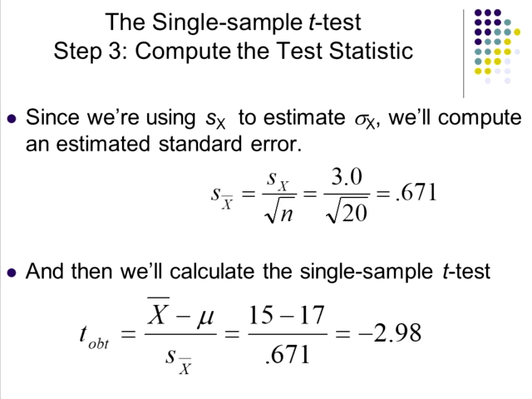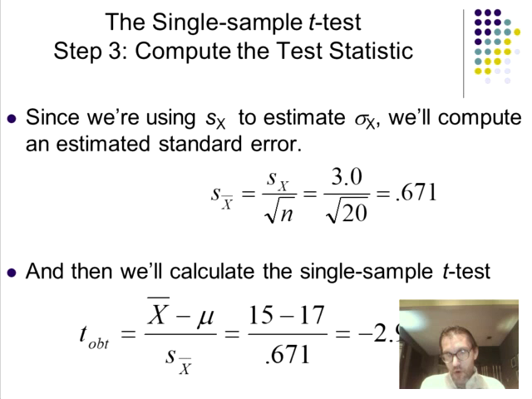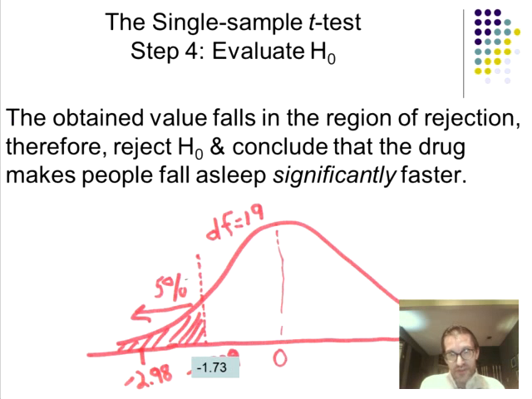And again, now I have it there, t obtained. I meant to put t critical on that last slide, but here I go, t obtained. And wow, look at how familiar it looks. Score, the sample mean minus the population mean over the estimated standard error. 15 minus 17 over 0.671, negative 2.98. And so, I would hope that it sounds familiar, because I'm going to take the obtained t of negative 2.98 and compare it.